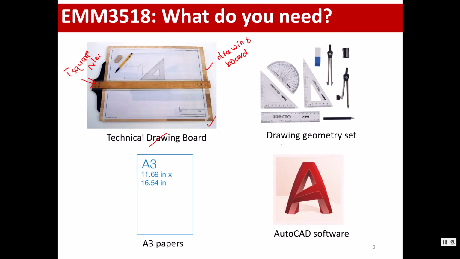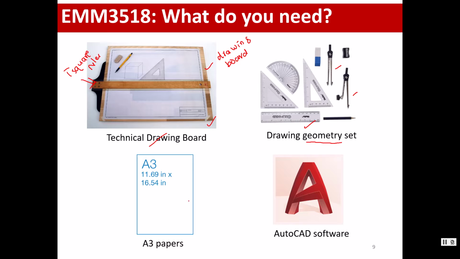Besides that, you also need to have a geometry set. It's just a very simple one, no need for a big one. As long as you have the protractor and so on, the ruler and so on. So this is very important for you to have in order to draw the manual drawing.